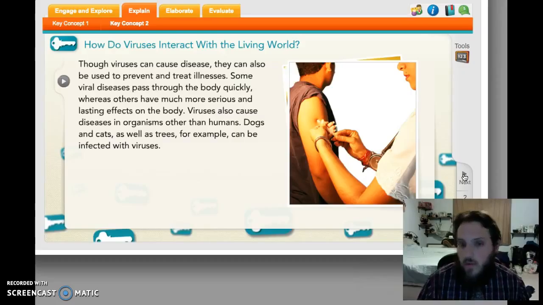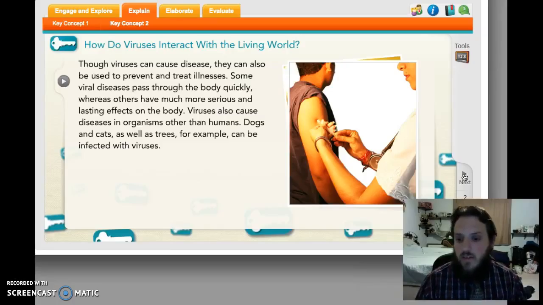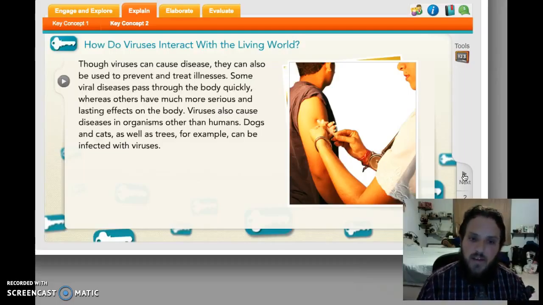The flu is a more serious virus. Viruses can cause diseases in organisms other than humans, and if that virus causes a disease in something other than humans, it doesn't necessarily cause a disease in humans. Dogs and cats have their own viruses, so do trees, so do plants, so do grass, right? All of these things can be infected by a virus, and they all have different viruses.